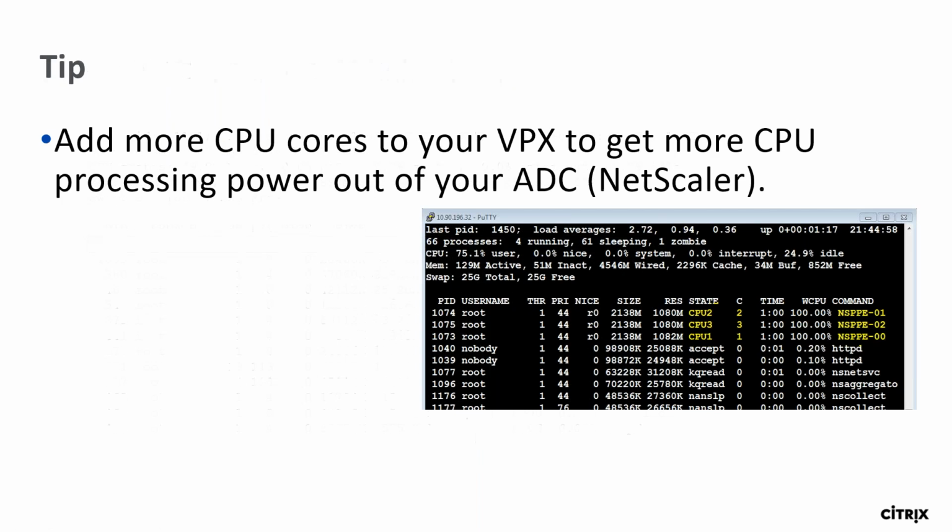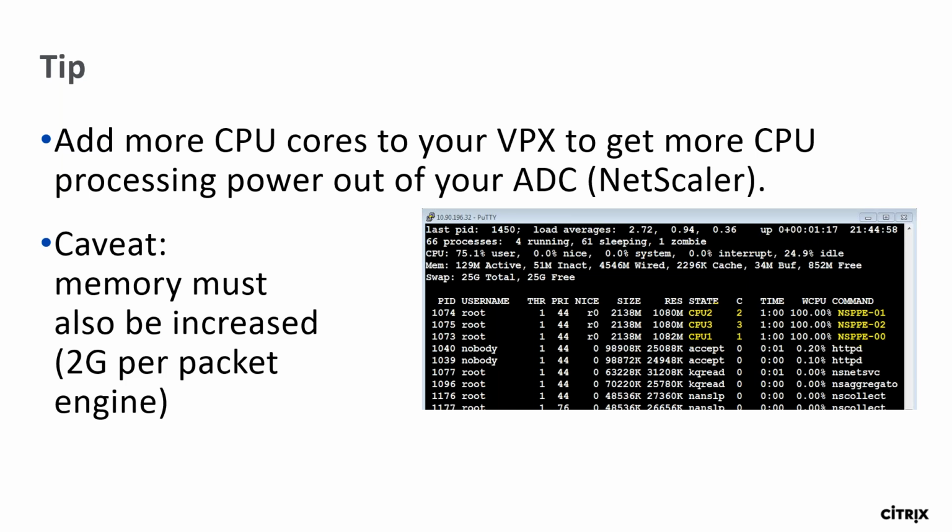On a virtual appliance, you can add more grunt. You simply have to add more vCPUs and more memory, at least 2 gig per packet engine. For heavy production, we recommend 4 gig per packet engine of memory, but 2 gig is the minimum you need to start up those additional packet engines. And you can see here on a VPX 1000, by adding a couple of extra cores, I've effectively trebled the computing power of my device, right?